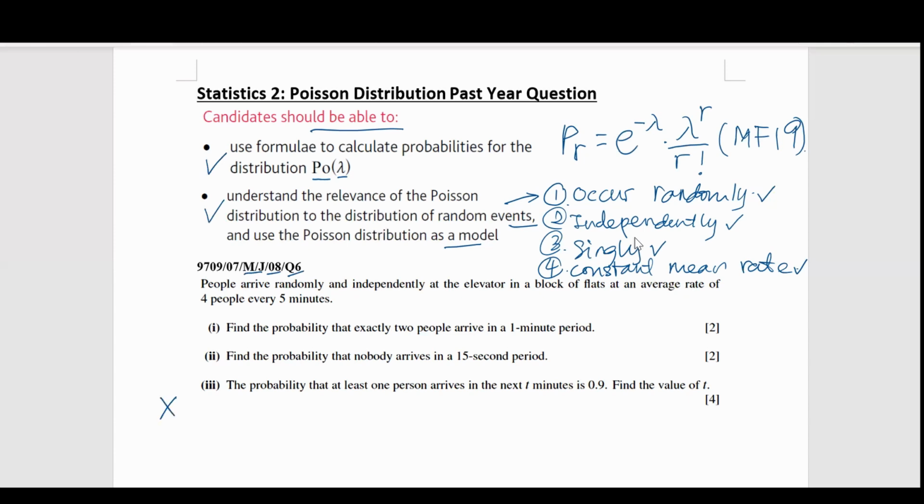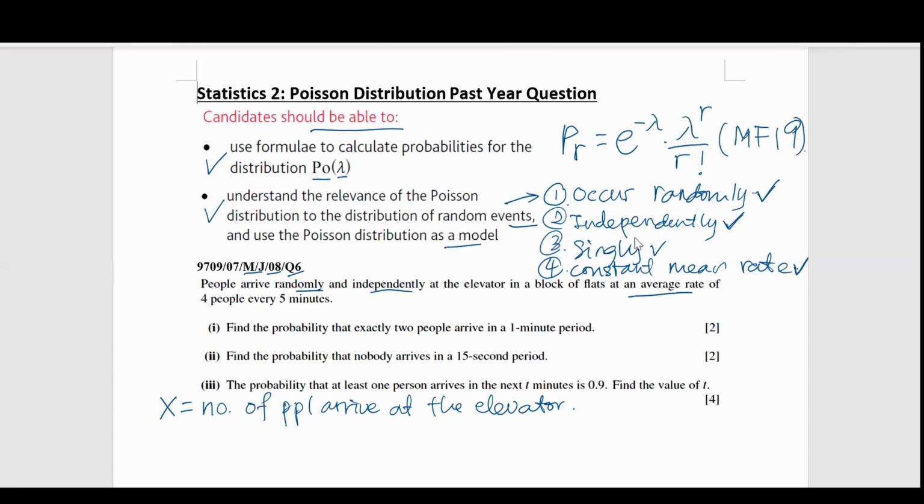So what do we have here? First, we see that X, a random variable, is the number of people arriving at the elevator in a block. What do we see about this random variable? As the question emphasizes, it occurs randomly and independently. Another important point is the average rate, which is what is meant by constant mean rate. When a question emphasizes this, we know it is looking at the Poisson distribution.